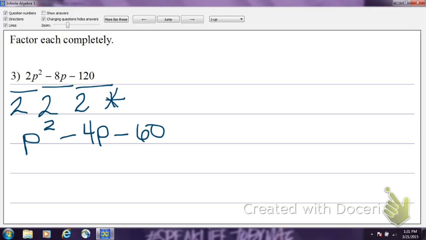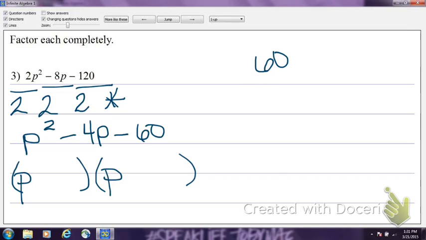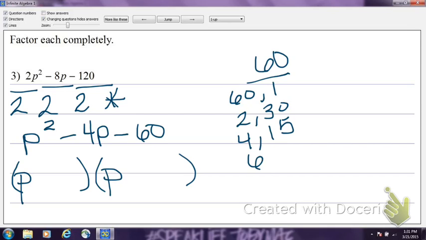So we want to look for factors that multiply to negative 60 and add to negative 4. But we first know that to get p squared, we'll need a p in each of our parentheses. Now I'm just going to look for factors of 60, and then we'll talk about the signs afterwards. So my factors of 60, we have 60 and 1, 2 and 30, 4 and 15, 6 and 10.